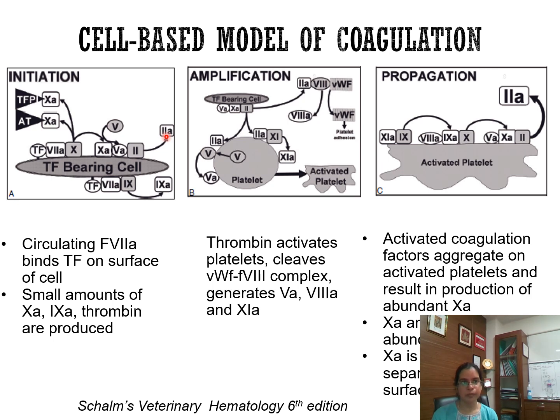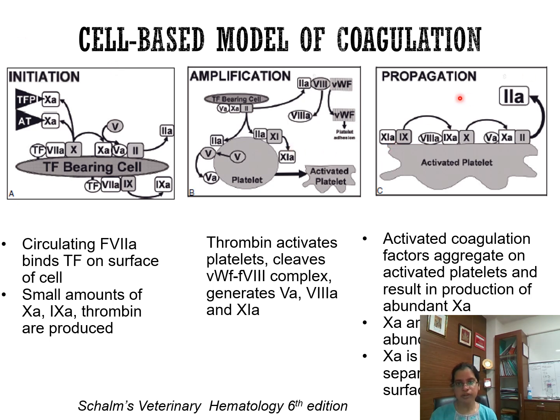and it will be inactivated by tissue factor pathway inhibitor. Now in the amplification phase, the thrombin that has been produced will bind to the GP1B receptor on the platelet, activating the platelet, and this thrombin will activate factor 11, factor 5 and factor 8. So it will cause conversion of factor 5 to activated factor 5A, factor 11 to activated factor 11A, and factor 8 to activated factor 8A. Factor 8 is usually bound to von Willebrand factor, so thrombin will cleave the von Willebrand factor and factor 8 bond, and this generates factor 5A, factor 8A and factor 11A.